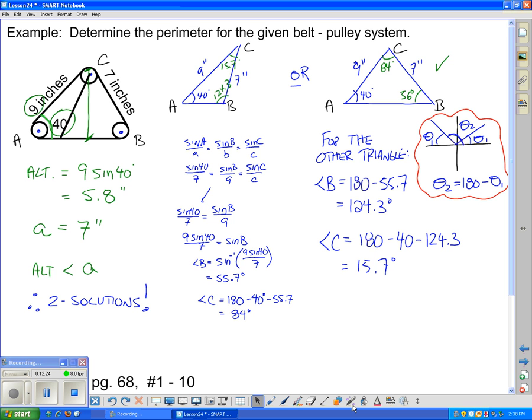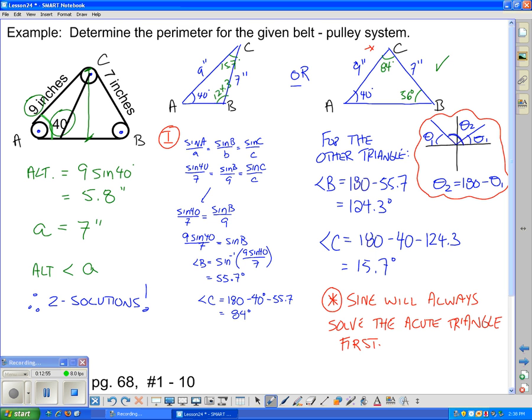Now, a couple hints. When you first use the sine law, you will always find the acute triangle first. So it'd be this one. Sine law will always solve the acute triangle first. That's the nature of the sine law, or the sine function. It likes to find the easiest or the smallest triangle, so it's always going to find that small triangle.